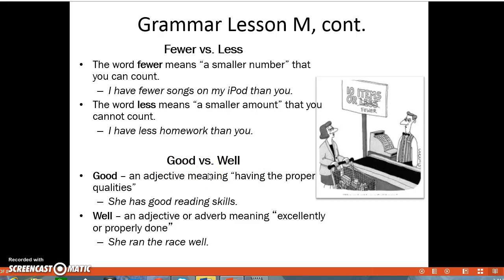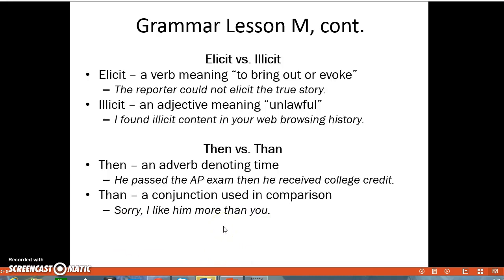All right, next we have good versus well. Good is an adjective meaning having the proper qualities. So she has good reading skills. So if you're describing a noun, you use good because it's an adjective. If you are describing an action, typically with an adverb, then you use well. It can be used as an adjective or an adverb, meaning excellently or properly done. So she ran the race well. There, well is describing how she ran. It is an adverb.